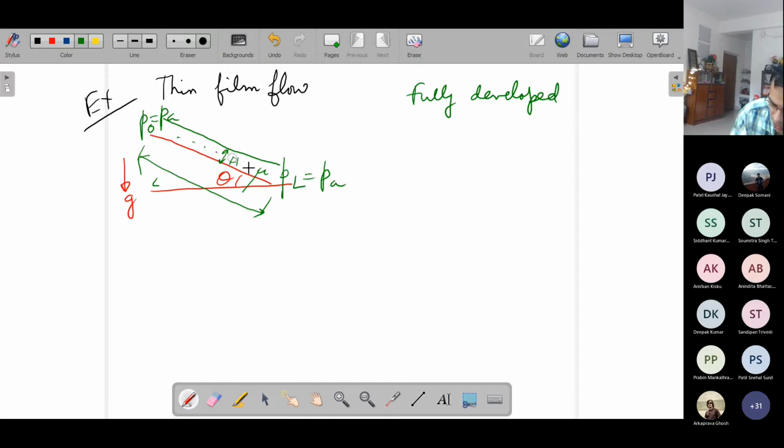That is, where this liquid is there. You may say that outside the liquid, what is there? So maybe there is air, which is significantly less dense and viscous as compared to this thin liquid film. So we'll assume that this is much less than. Okay. So that is what is the physical situation.